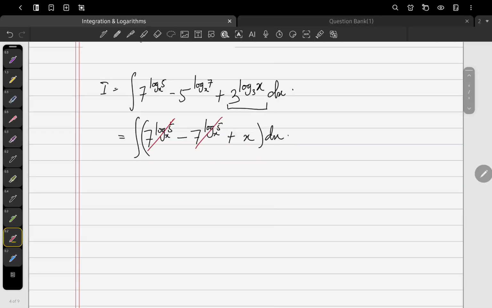Then this cancels this, so we're just left with the integral of x dx, and that is nothing but x squared over 2 plus c. Beautiful.